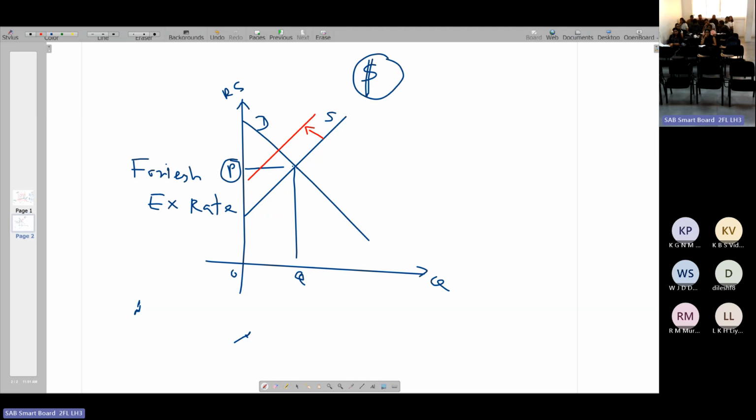Right. So what has happened is that when the supply decreases, the foreign exchange rate increases. So in that way, by shifting the demand and supply, you can decide whether the foreign exchange rate, the dollar rate, has increased or decreased.